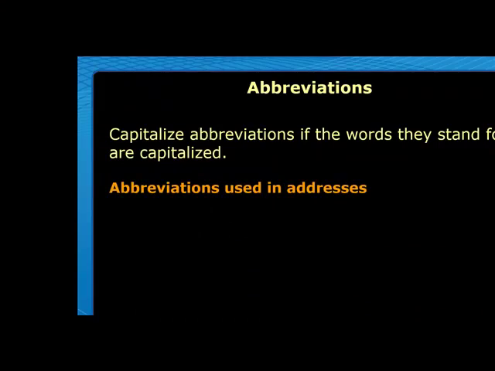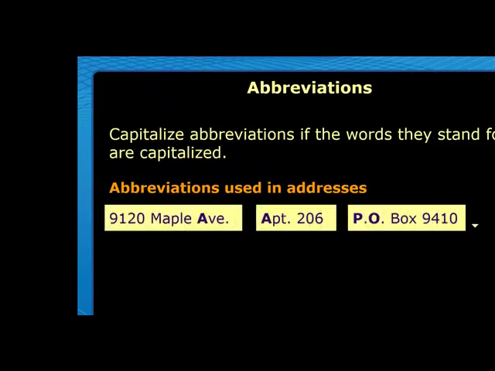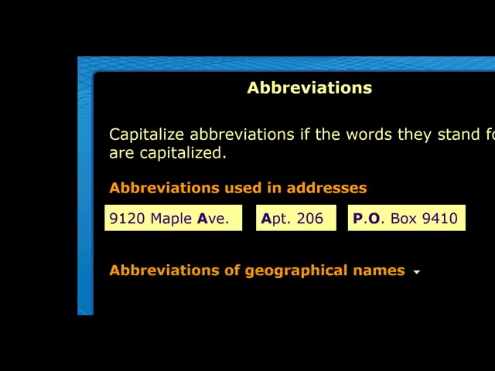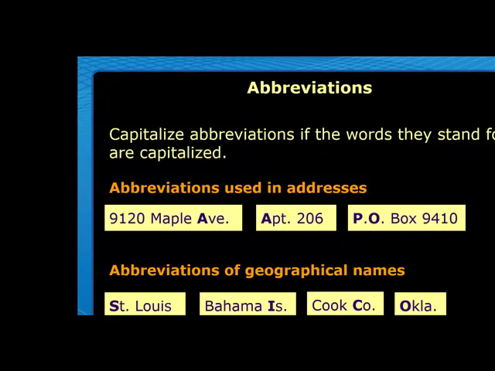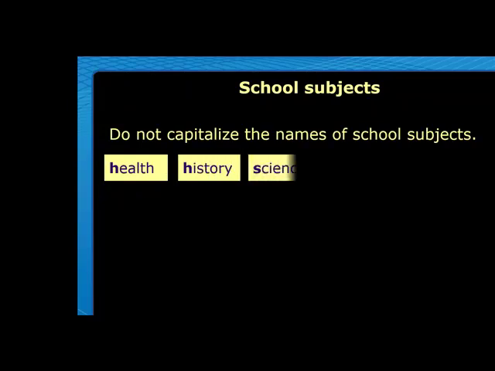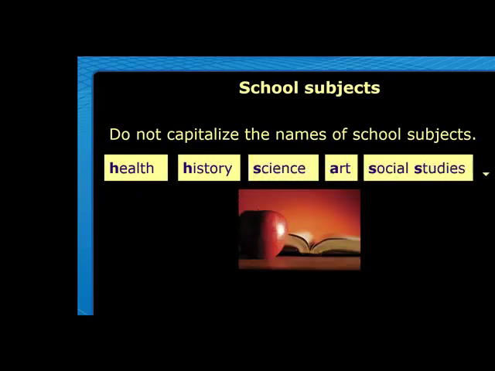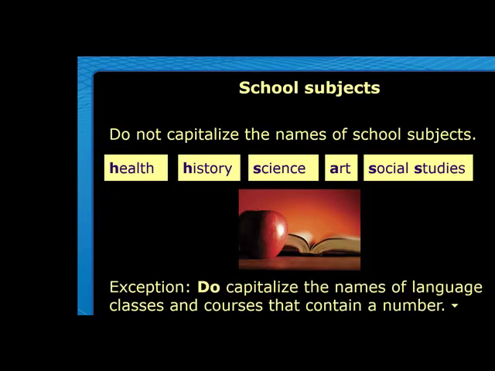The abbreviations in addresses, like when you say Avenue, PO, okay? Capitalize every abbreviation, like street, and so on. Corporation, short for Co. School subjects, number four. Here, do not capitalize school subjects, okay? But capitalize the languages, like English, German, Arabic, okay?